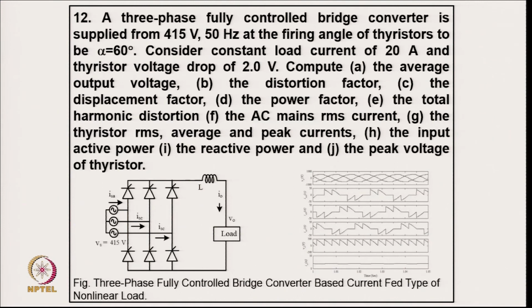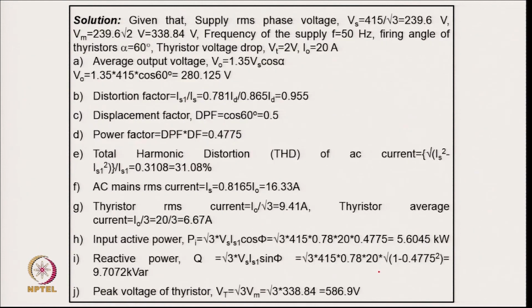Another example is a fully controlled bridge converter supplied from 415 volt 50 hertz, where the firing angle of the thyristor is alpha equal to 60 degree. Consider a constant load current of 20 ampere with a thyristor voltage drop of 2 volt. Compute the average output voltage, distortion factor, displacement factor, power factor, total harmonic distortion, AC RMS current, thyristor average and peak current, and the reactive power and peak. So, after making the model, this is the supply current drawn, which has harmonics as well as reactive power burden, and this is the calculation with all these data.